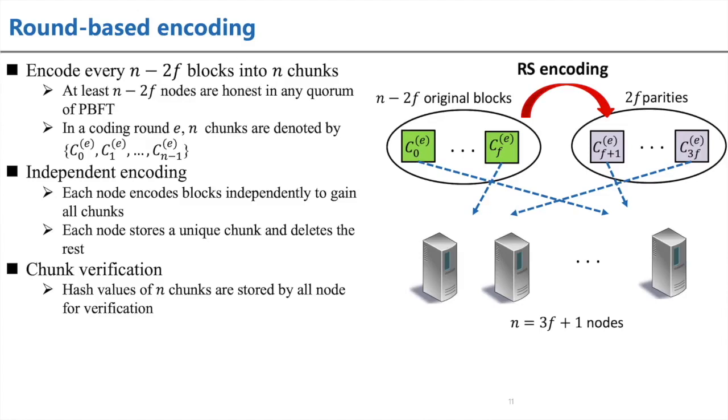Since there is no centralized node in PBFT, each node encodes blocks independently without any information exchange. After encoding, each node stores a unique chunk and deletes the rest. Besides, hash values of the n chunks are stored by all nodes for verification.